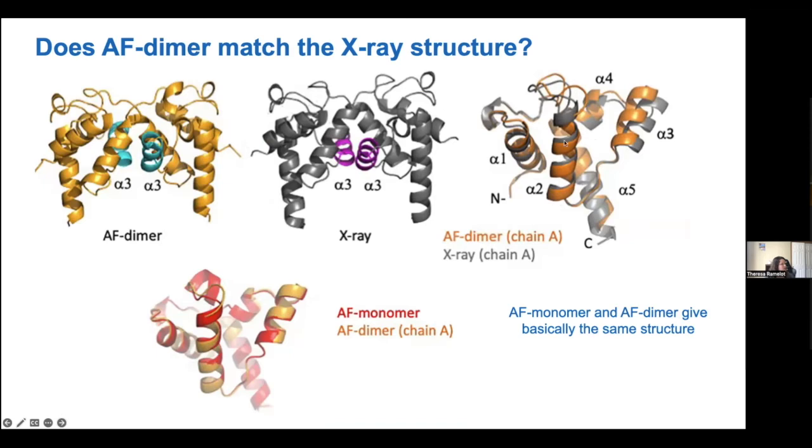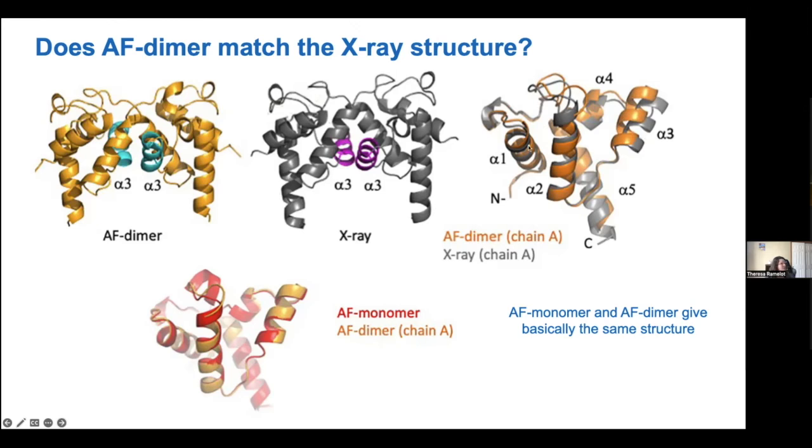And so when you overlay just the monomer and look at it, you can see that the X-ray structure shown in gray still has that movement of that helix that opens up the cavity. And the AlphaFold dimer is still predicting basically the exact same thing that we got with the AlphaFold monomer calculation. So they're giving basically the same structure. So the X-ray structure truly is having some differences.